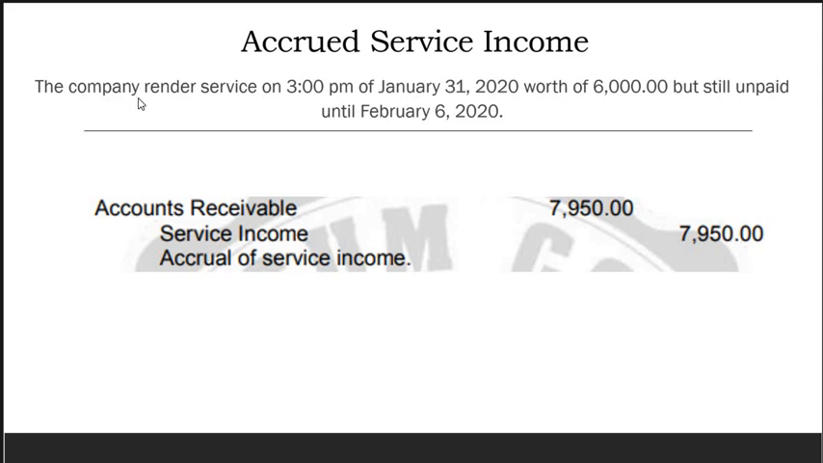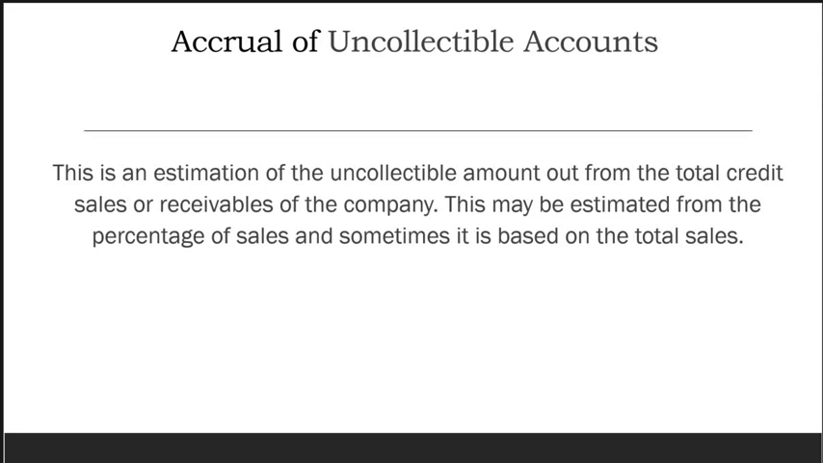So, this is an example. The company renders service at 3 o'clock p.m. of January 31, 2020 worth 6,000 pesos but still unpaid until February 6, 2020. So, kung ang question ay ano yung adjusting entry sa January 31, ito yung answer natin. Magde-debit tayo ng accounts receivable, 7,950. Credit tayo ng service income of course 7,950. So, that's accrued revenue. Okay?